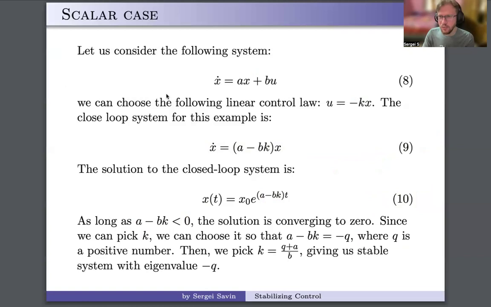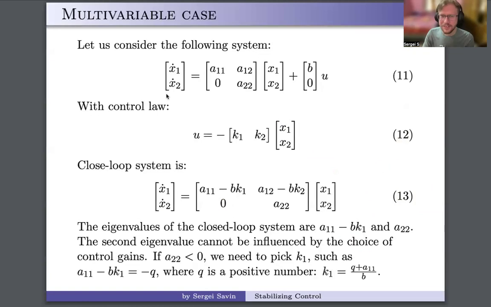Let us consider a more complicated example. So here I present you a 2x2 system, right? So a system with two states. The state space of the system is two-dimensional, x1, x2. The state matrix is like this, upper triangular, right? Here's a control matrix, B. It has a small b here, 0 here.